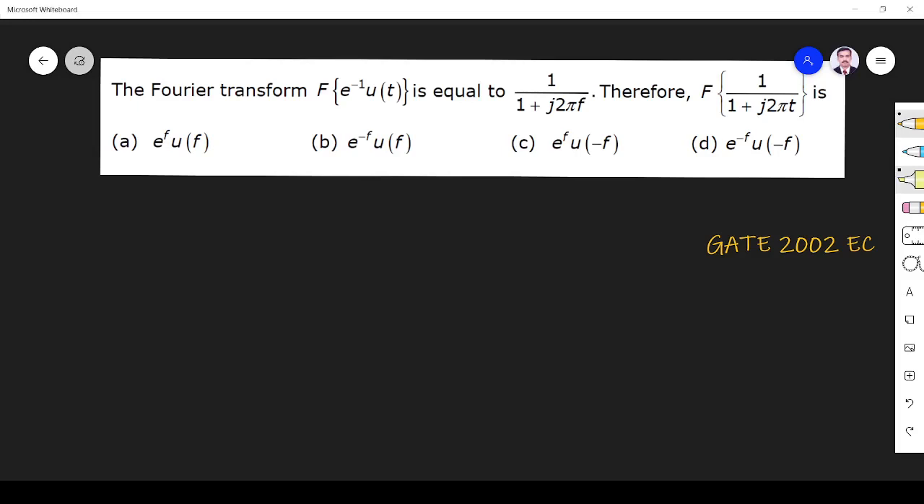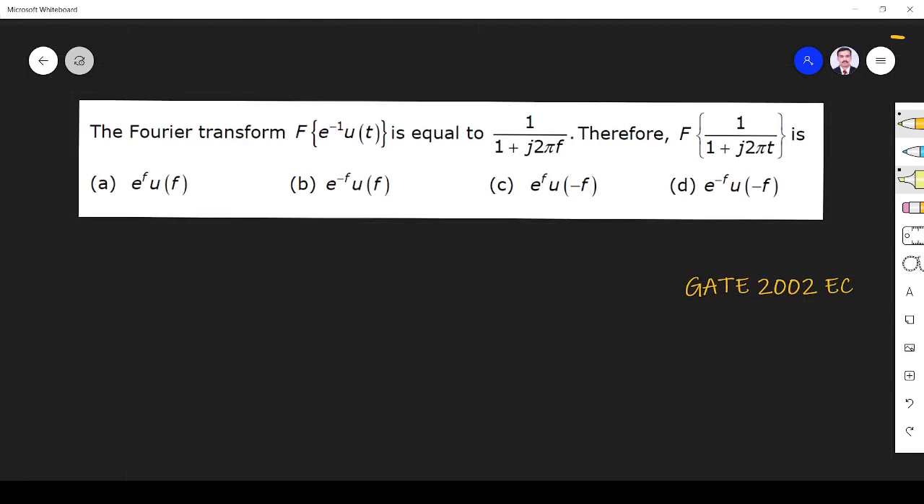Hi friends, in this video let us solve a Fourier transform question asked in the GATE EC 2002 paper.